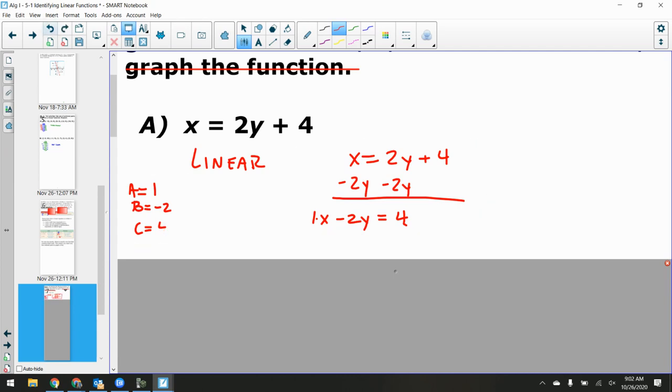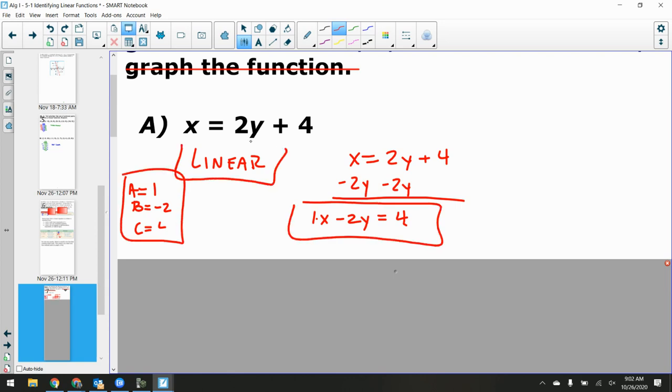Actually, sorry, I shouldn't have boxed that whole thing. Those are the parts of my answer. So if it's linear, you have to then put it into standard form. And once it's in standard form, you have to identify what your a value is, what your b value is, and what your c value is. Okay?